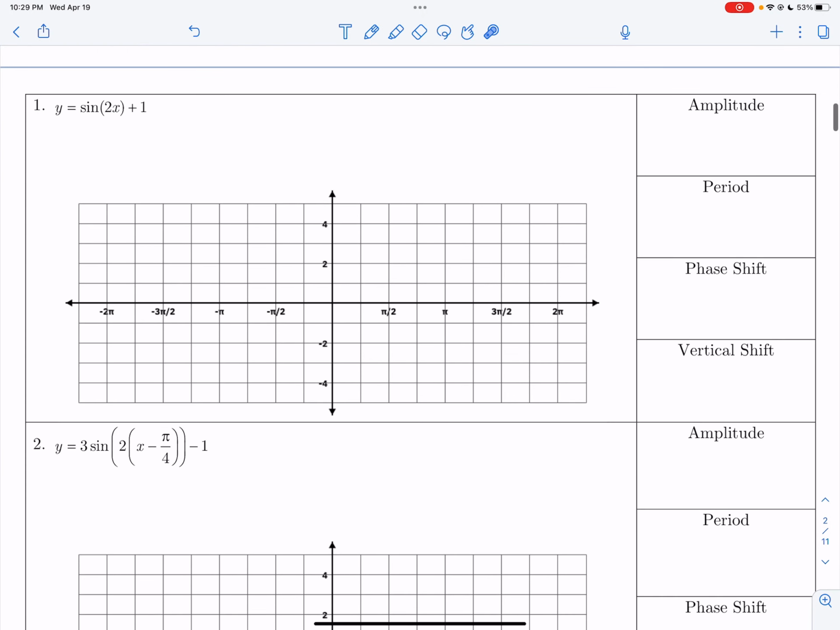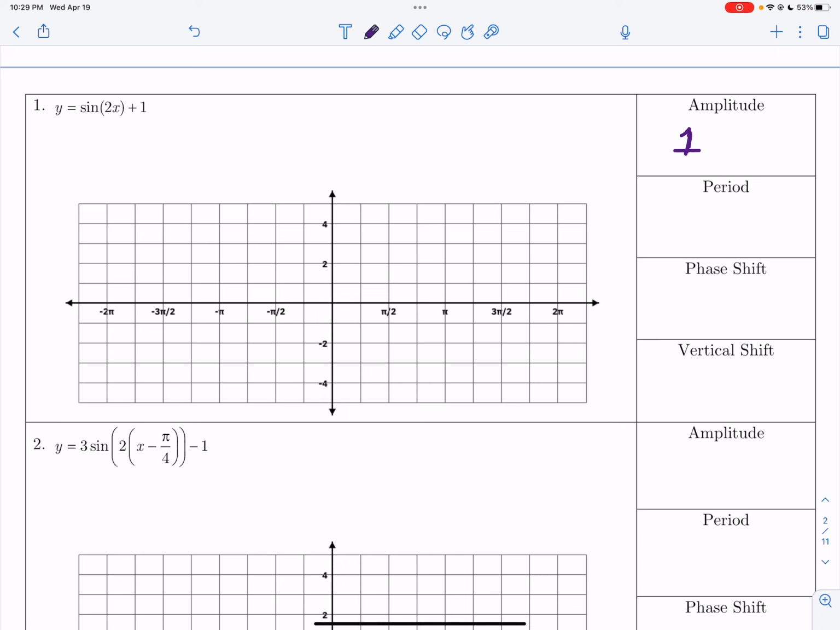All right, so let's look at number 1, and let's see how we can graph this. I have sine of 2x plus 1. To find my amplitude, that's my a value. I don't really necessarily have an a value, so my amplitude is 1. So that's my distance from my midline to the maximum or minimum.